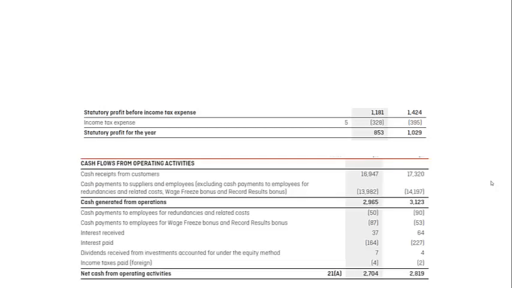Another issue is that it's, generally speaking, not well understood. For example, we might look at the income statement here for Qantas, and it shows a tax expense of $328 million. But when we look at the cash flow from operations, we see taxes paid, foreign, only $4 million. What's the difference?